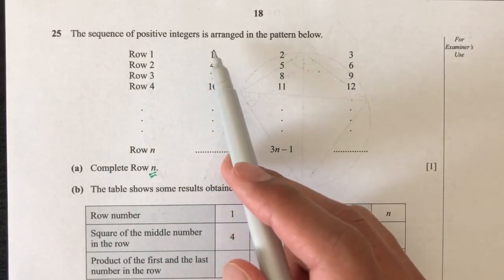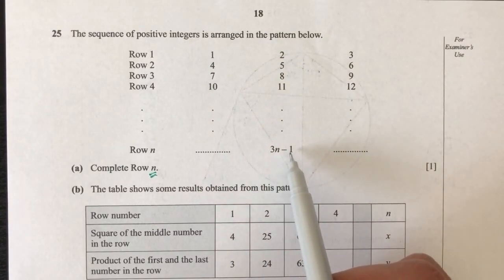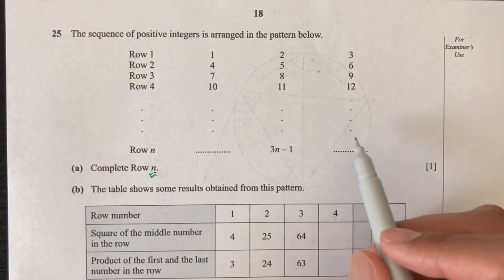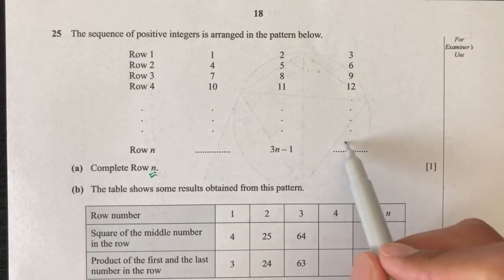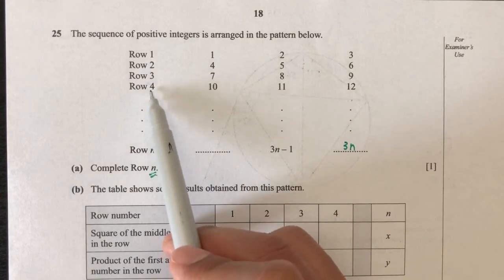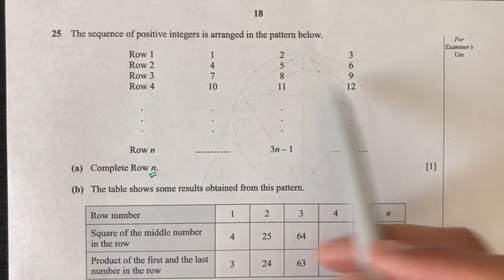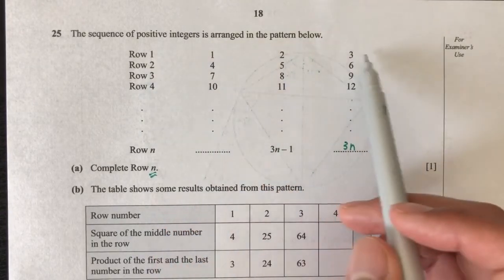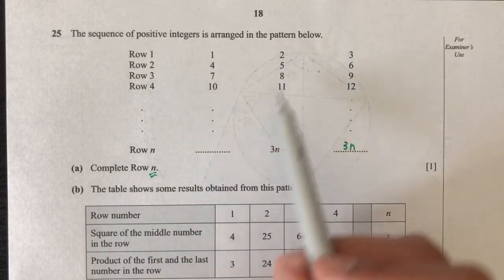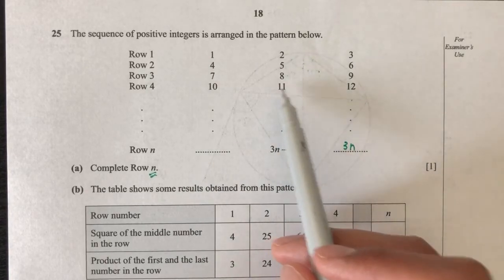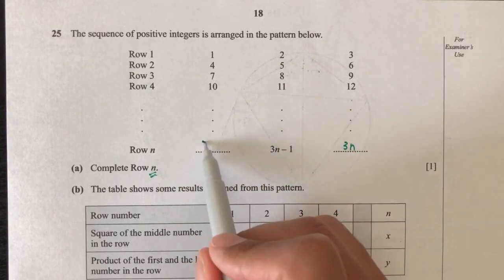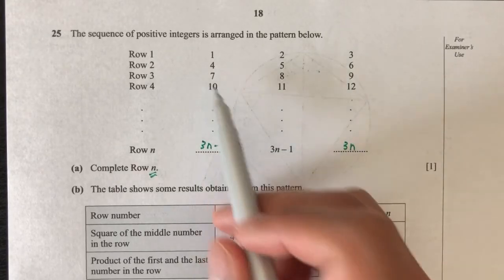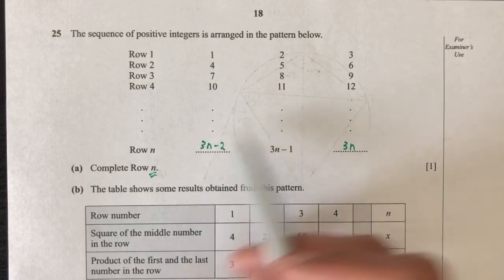That will be, so 3n minus 1. So that will be 3n. As you can see here, 3 times 4 is 12, 3 times 3 is 9, 3 times 2 is 6, 3 times 1 is 3. So this one is minus 1 to obtain this one, so this one will be minus 2. 3n minus 2. Because 12 minus 2 is 10, 9 minus 2 is 7, so the same thing is happening here.